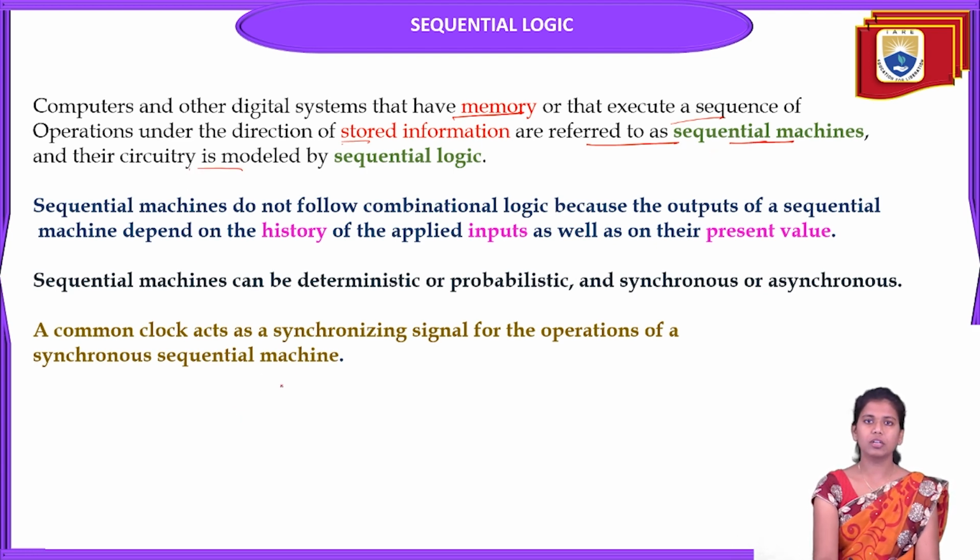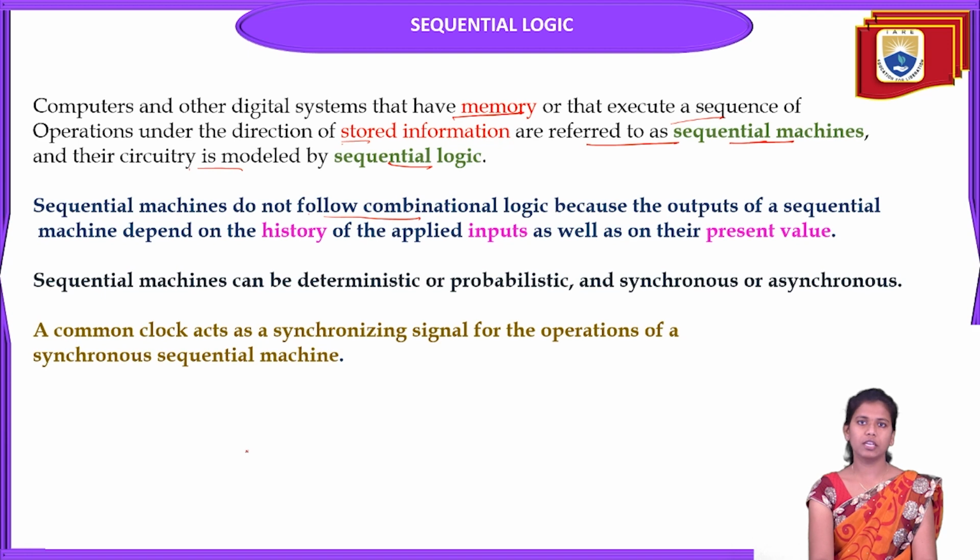And the circuitry model is nothing but the sequential logic. So the model with respect to the circuit based on memory, containing the memory elements, we are calling such models or devices the sequential logic. And coming to the second point, sequential machines do not follow combinational logic.